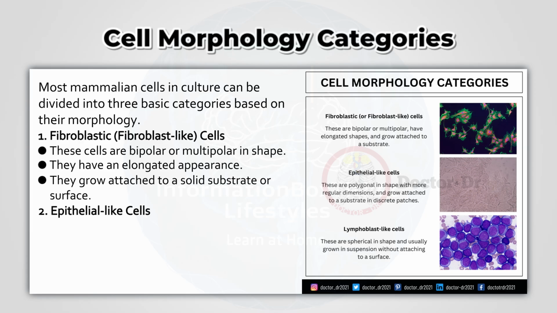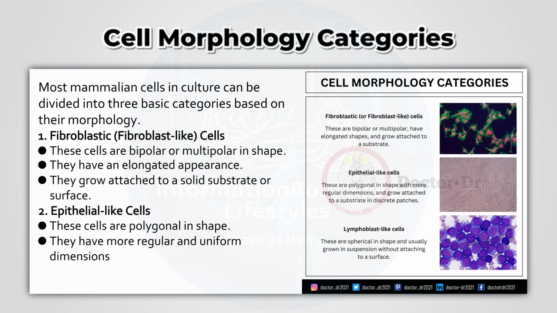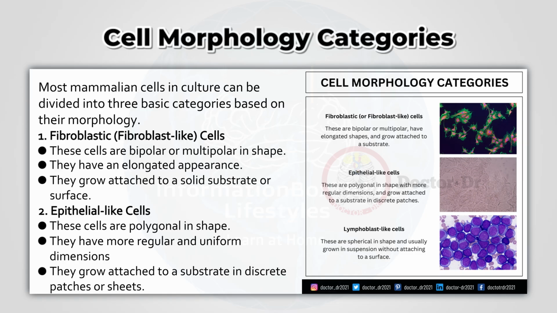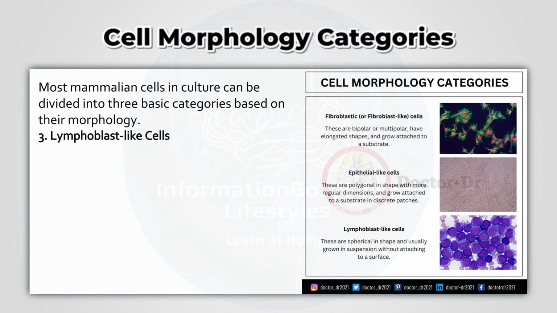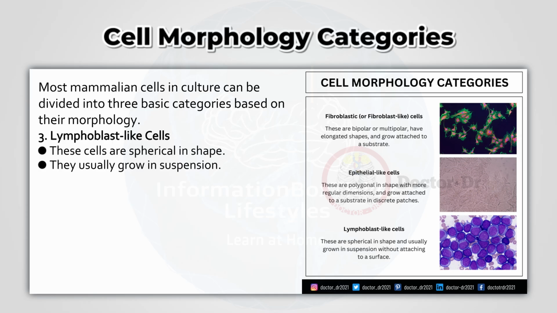2. Epithelial-like cells. These cells are polygonal in shape. They have more regular and uniform dimensions. They grow attached to a substrate in discrete patches or sheets. 3. Lymphoblast-like cells. These cells are spherical in shape. They usually grow in suspension. They do not attach to a solid surface.